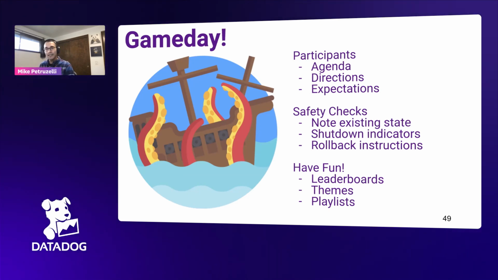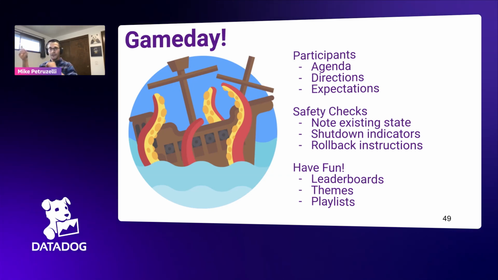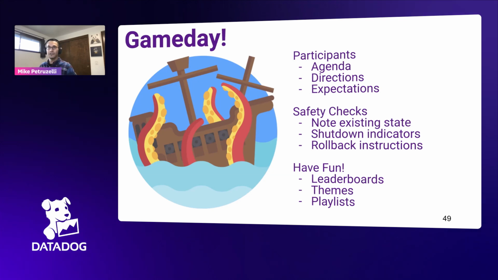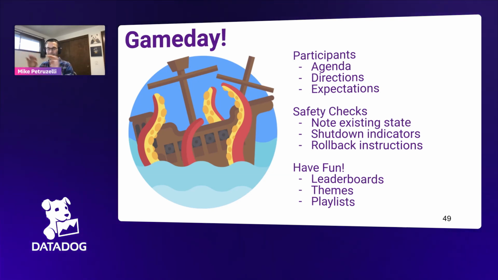A lot of safety checks. We have shutdown indicators. So they're these key metrics that if any one of these goes over a certain level, we stop right there. Just stop. Nobody has to debate it. We're over. We're into a chaotic space. We have to stop. And we really try to have fun.